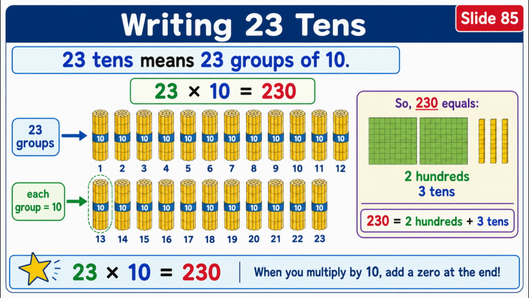Writing 23 tens. 23 tens means 23 groups of 10. To find the number, multiply 23 by 10. 23 times 10 equals 230. So, 23 tens is 230.